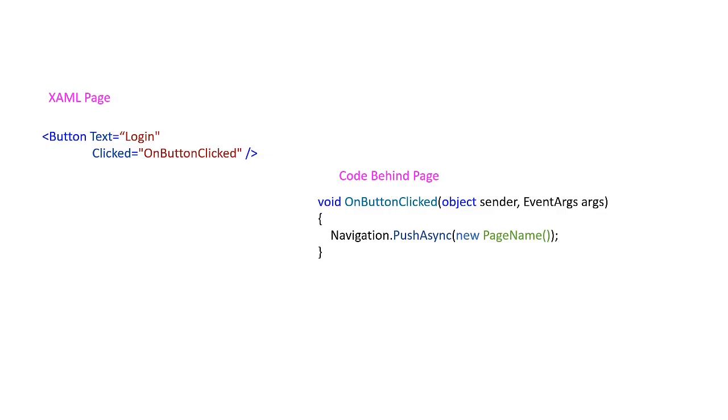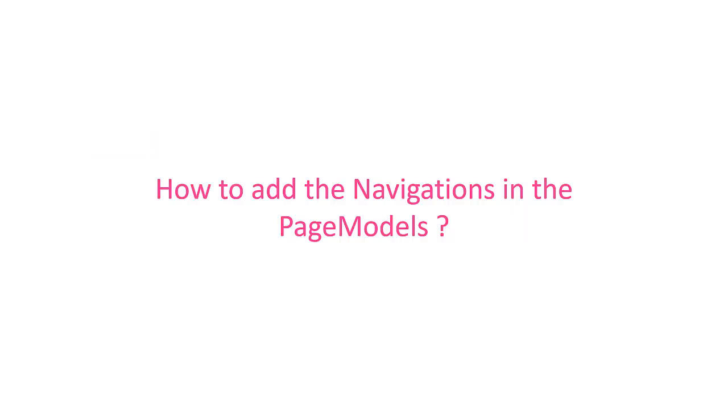In normal Xamarin Forms apps, we normally write navigation.pushAsync method in the button clicked event of the code behind file. But now we're working with the Fresh MVVM and we need to add navigations in a different way. Now the question is, how we will add navigations in the page model or view model?